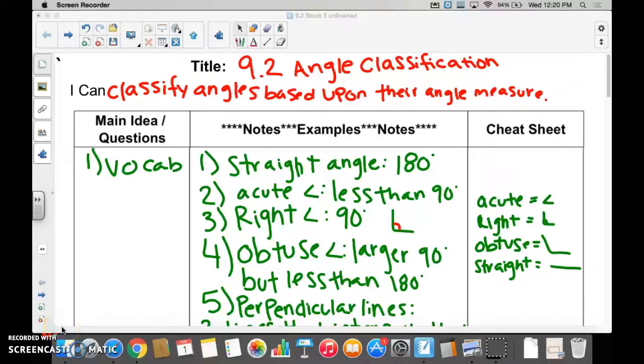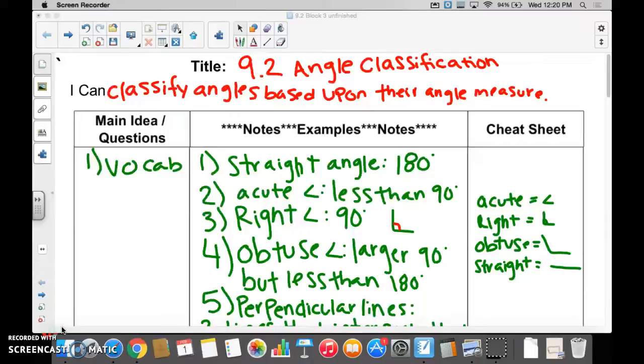9.2 Angle classification. I can classify angles based upon their angle measures. All right, for vocab, we have a straight angle, which measures 180 degrees, and an acute angle, which measures less than 90 degrees. We have a right angle, which is exactly 90 degrees, and an obtuse angle, larger than 90 degrees but smaller than 180.